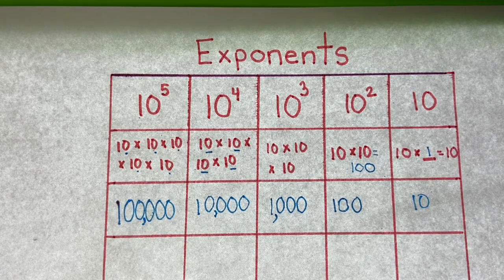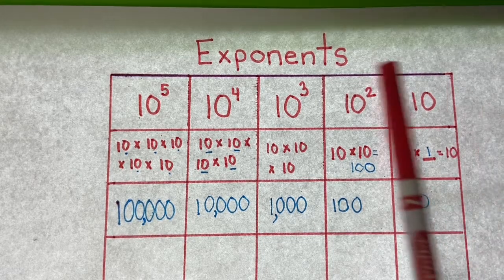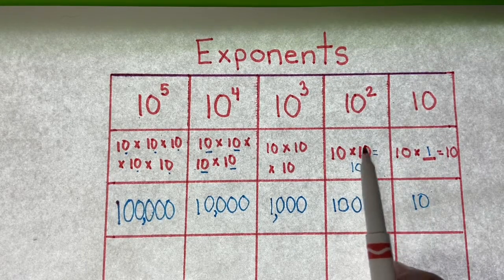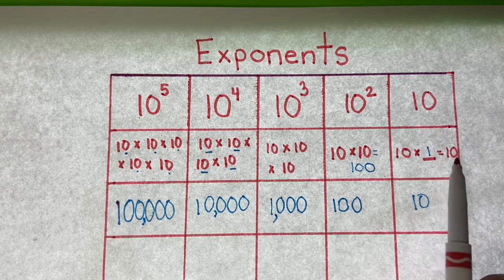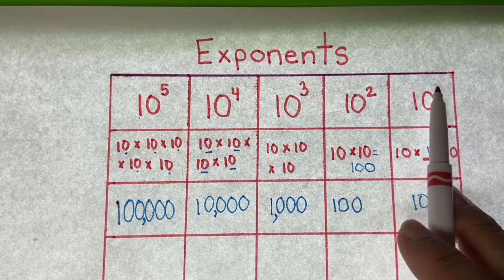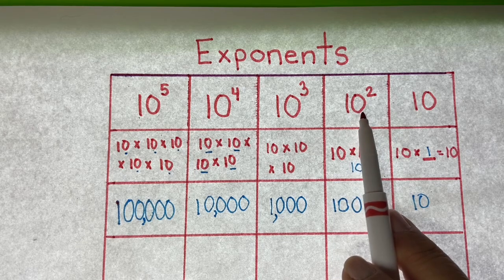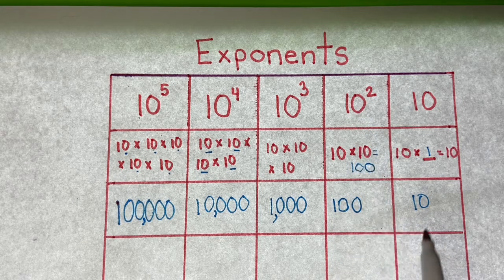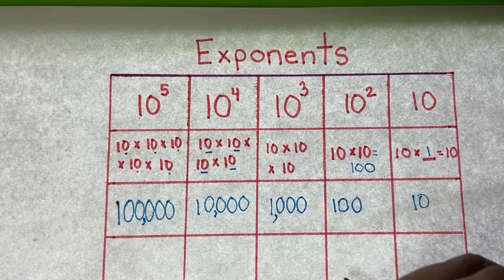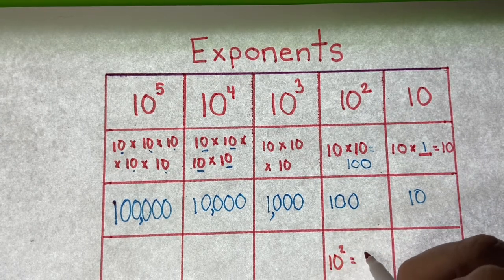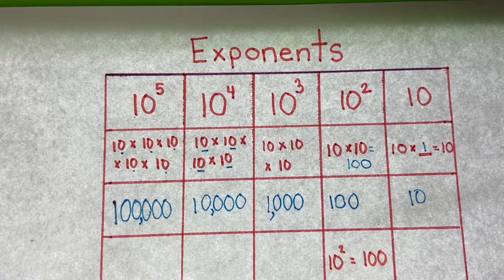So looking at this right here, I see a pattern. I have 10 to the 1st, and if I have 10 to the 1st, I don't need to put an exponent. It's just 10. Here I have 2 tens, 10 times 10, which is 100. So that means that 10 to the 2nd power equals 100.